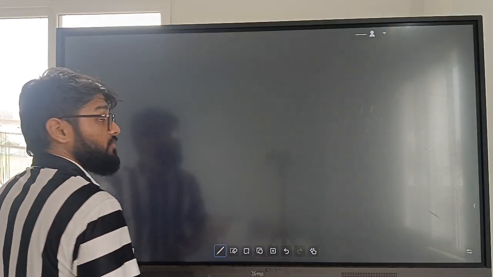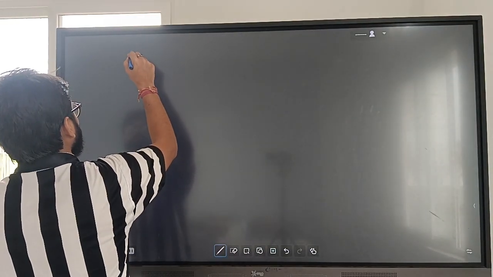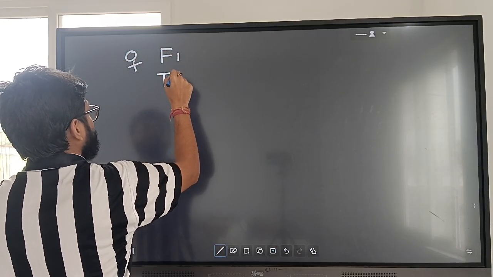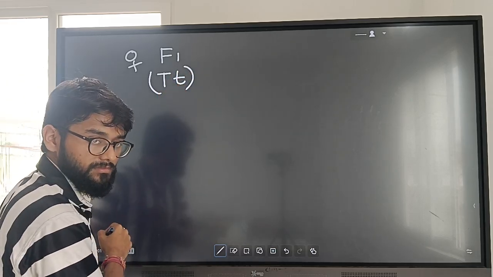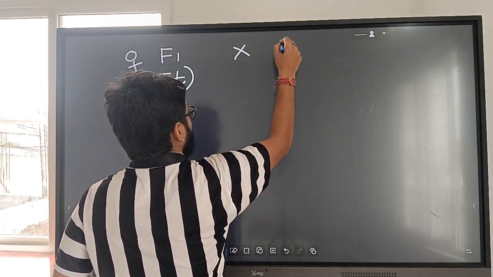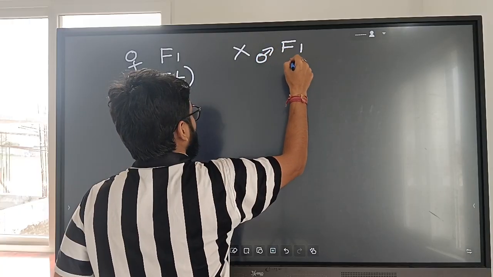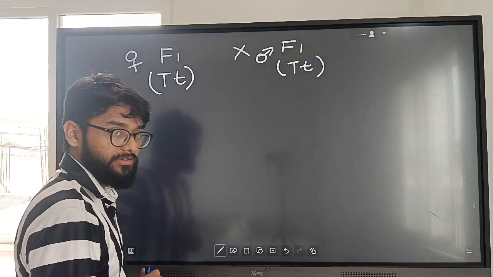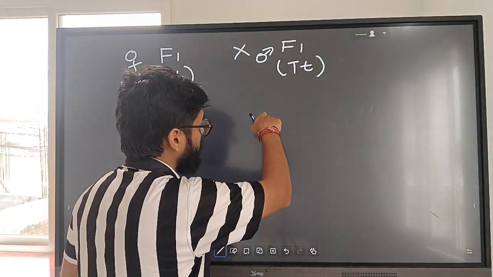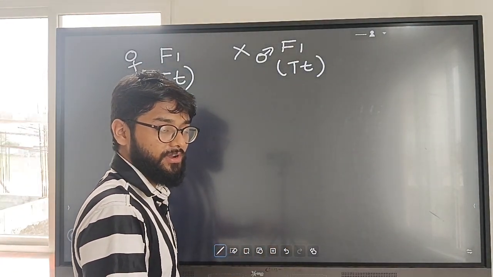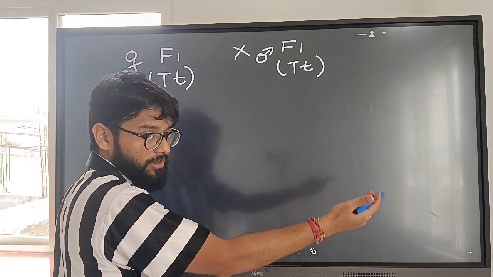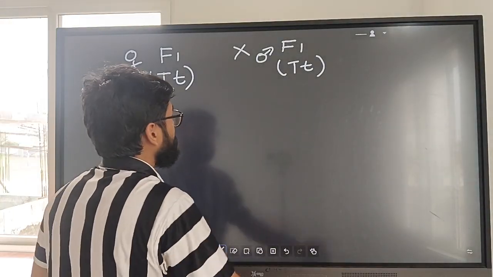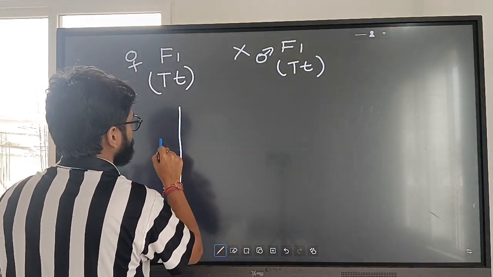Moving on, what was our purpose? We are simply going to cross again an F1 with another F1, and both of these are heterozygous dominant tall, since the dominant trait for our condition has been assumed to be tall. So this will always result in tall plants. But what happens when we cross it?